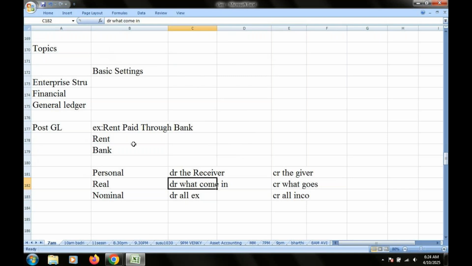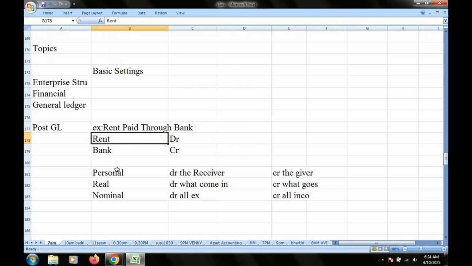Based on this, when I am paying the rent, it is an expense. That's why I am treating it as a debit. When I am making the payment, my bank balance is going outside. As per the real account, debit what comes in, credit what goes out. So my bank balance is going outside. That's why the bank is credit.